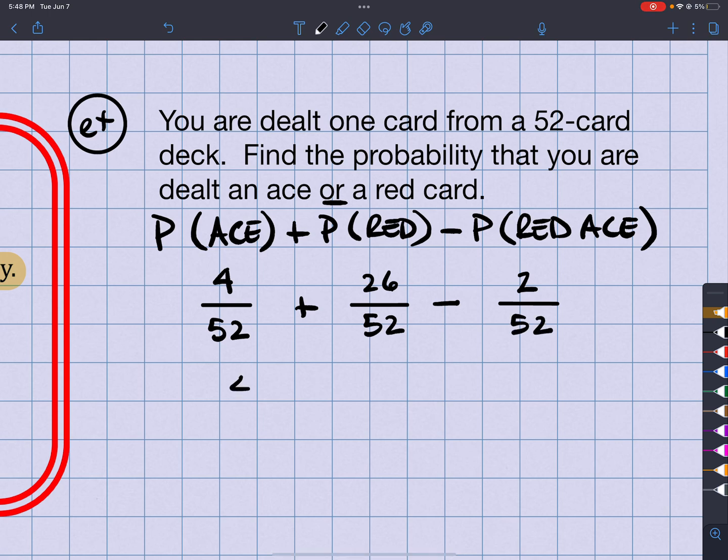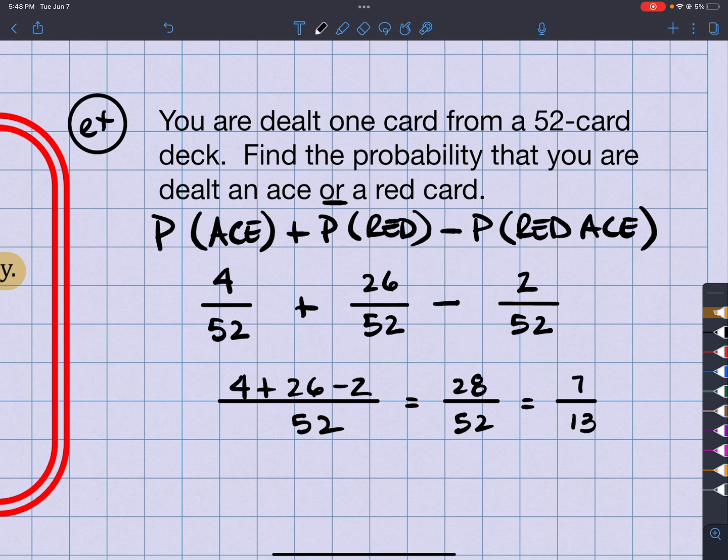So I'll have the 4 plus 26 minus the 2 all over 52. So when I do this, I should get 28 over 52, because 4 plus 26 is 30, minus 2 would be 28 out of 52. So therefore, I'm going to get a 7 out of 13. So that would be my probability there. Okie doke.